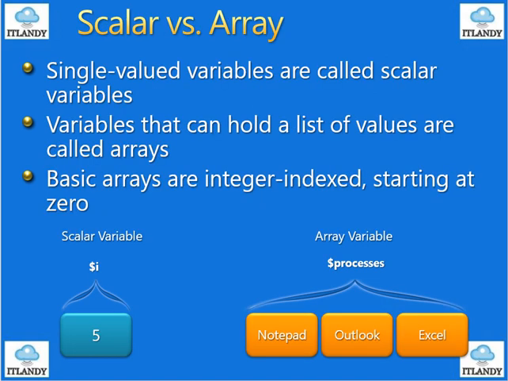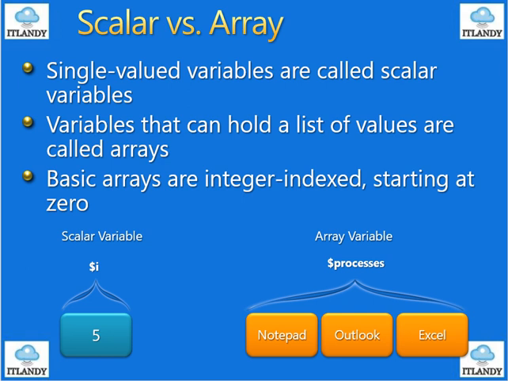Let's have a quick comparison between these two. Single-valued variables are called scalar variables. So if it's a single value, it is scalar. The variables that can hold a list of values are called arrays. So one single value is scalar, and multiple values held within the same space is called an array.